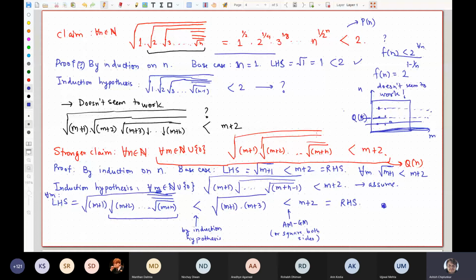Is this quantity of any specific interest, like this limit? Is this value known? I don't know. I just thought it's a cool application of the idea that you actually prove a stronger claim than what you are required to prove. Okay.